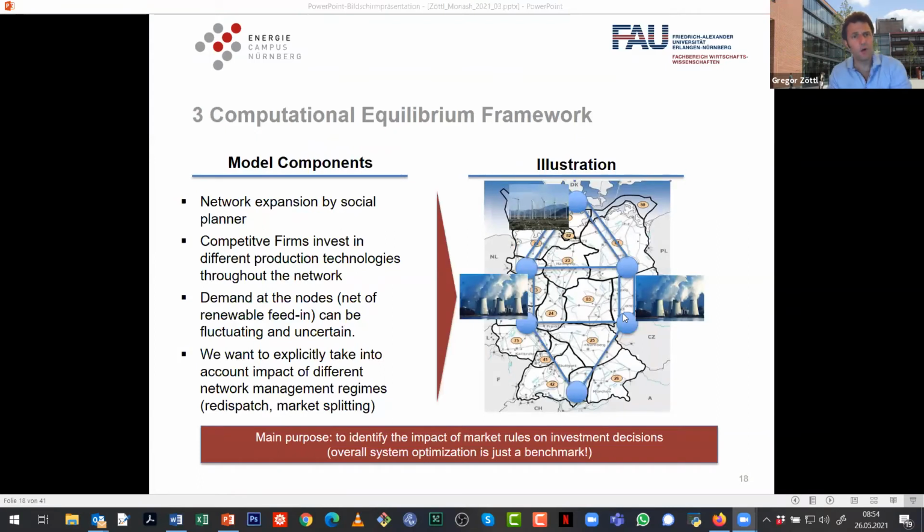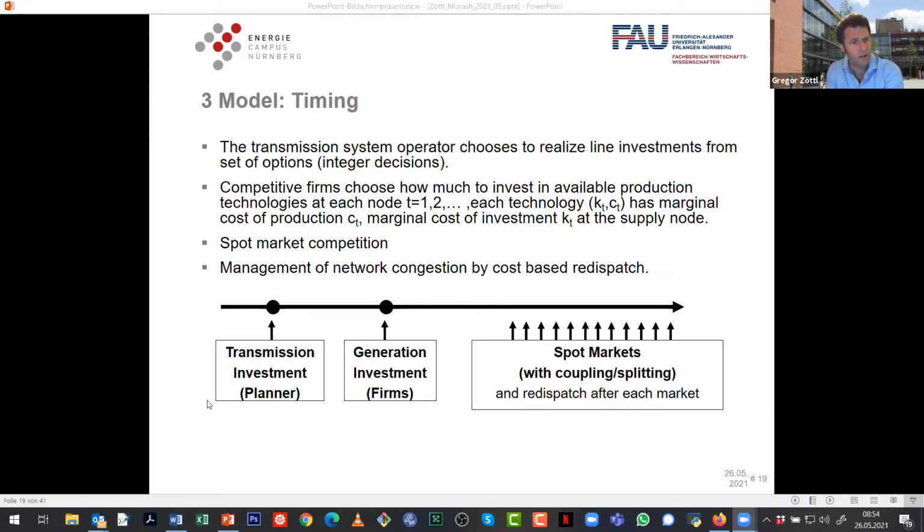And now we go to the framework, the mathematical framework. So the setup is as follows. We have, in terms of timing, a transmission investment, which is made by a social planner. Then there is generation investment made by firms. And afterwards there are spot market trades taking place for many consecutive hours.